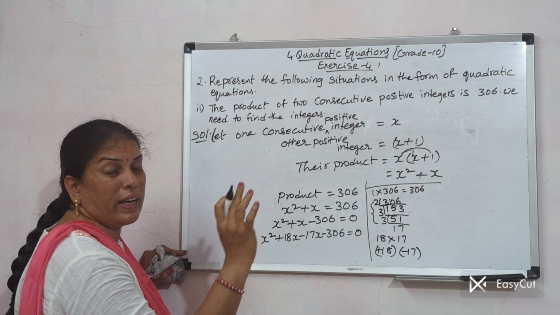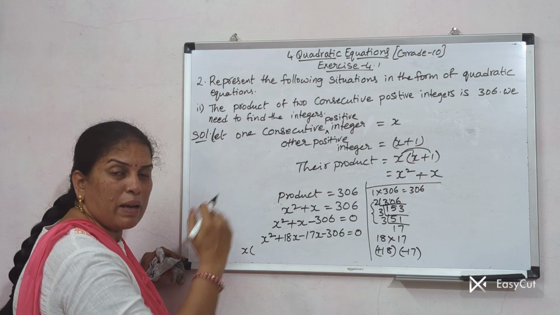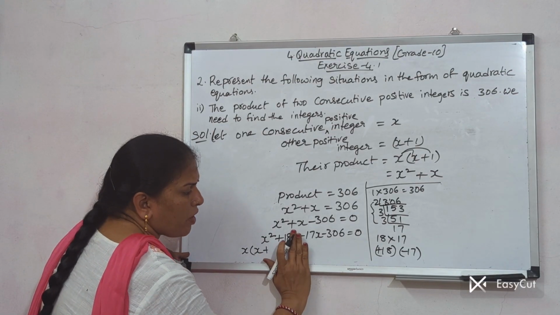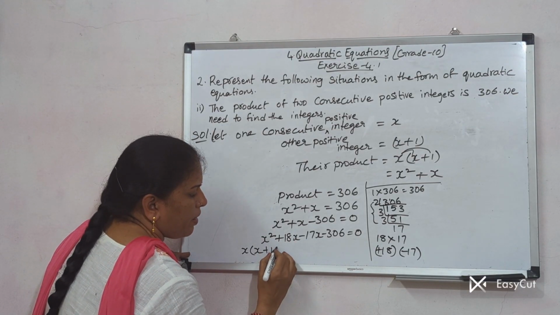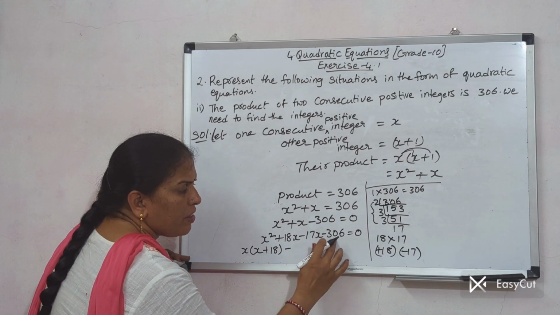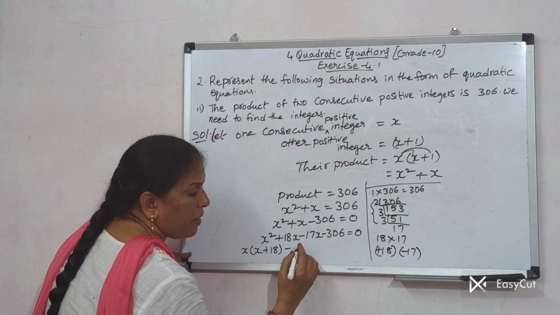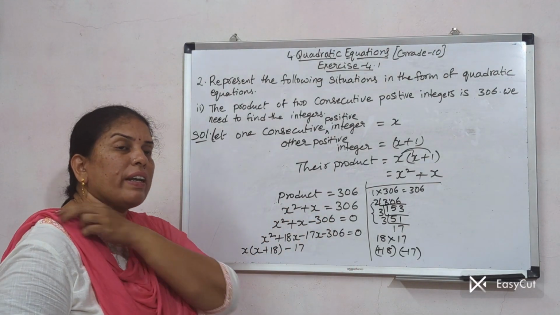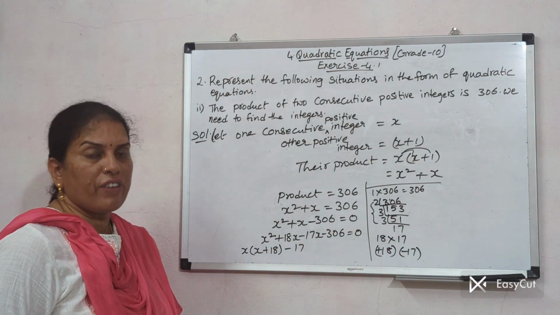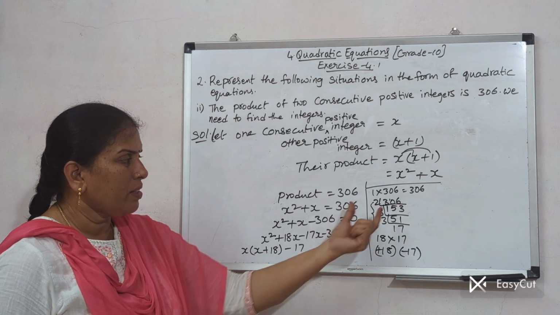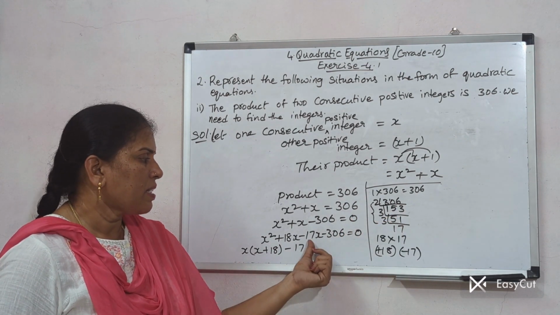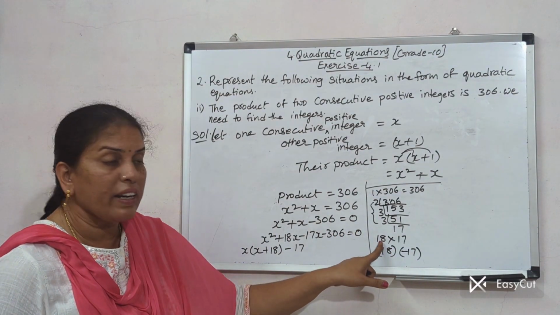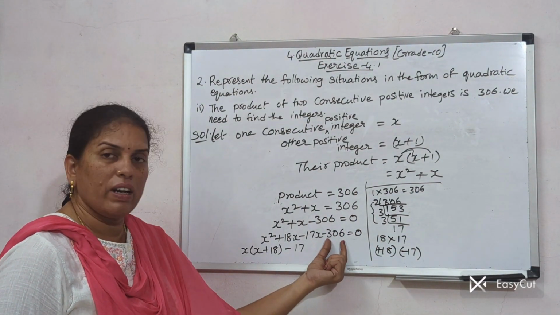Here what will be there? X square means x into x. If I take out one x, the other x will be there. Plus, if I take out x, 18 will be there. Minus, in these two, 17 table compulsorily divides. You must check. See, children, by practicing all this, you will get an idea. You can do it very fast. Why? Because, see, this is dividing in the 17 table. How many times does it divide? In the 17 table, 18 times it is dividing. So here, 18 will come.